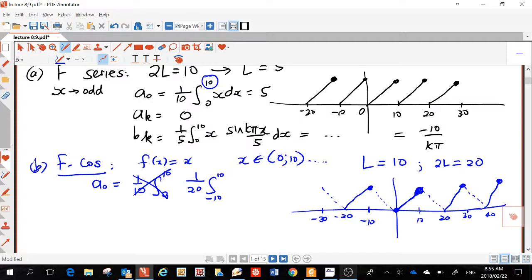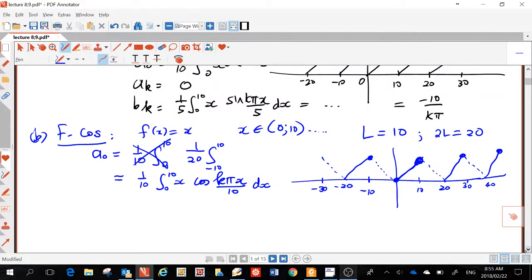So it's going to be 1/20th integral of minus 10 to 10, but because we know it's even, we can reduce this to 1/10 integral 0 to 10 of x cos k pi x over 10 dx. Not 5, 10. And so this answer turns out to be 0 if k is even, and it's equal to minus 40 over k squared pi squared if k is odd.